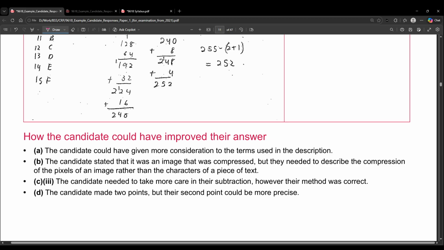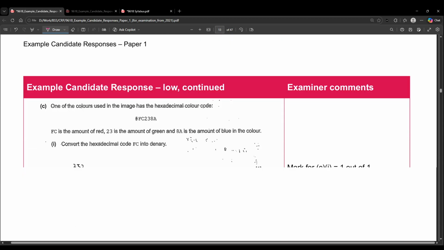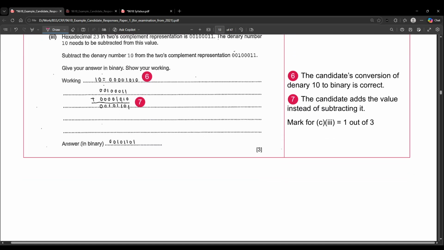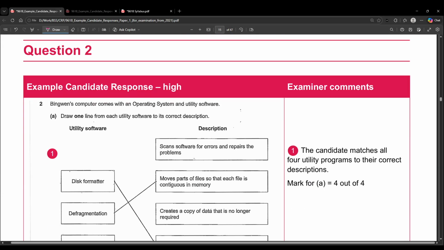How could they have improved? Made 2 points, where the second one could be more precise. So same thing here. Same thing. So this is somebody who got low marks. And let's move on to the next one.